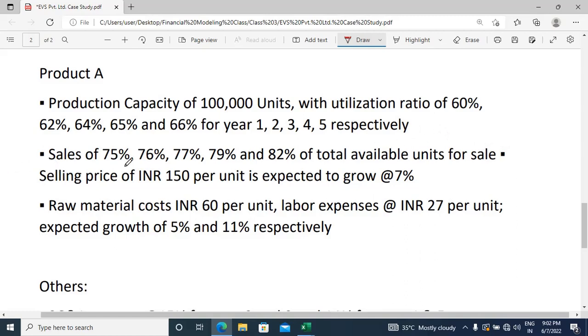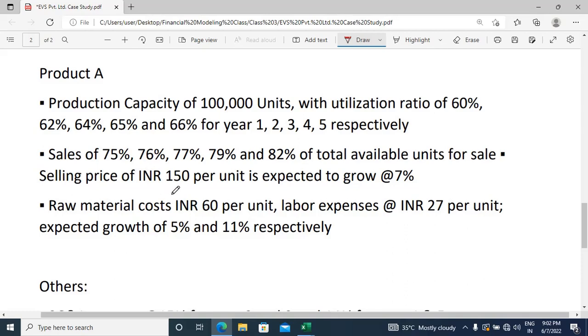Now the selling price is going to be rupees 150 per unit, and the selling price is expected to grow by 7% every year. So next year, how much will be the selling price? 150 plus 7% of 150.